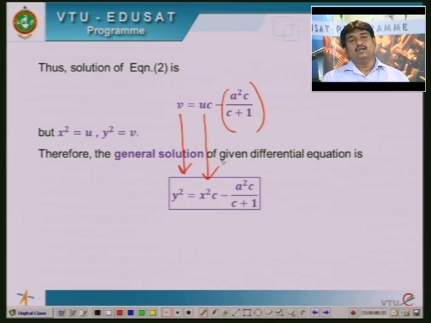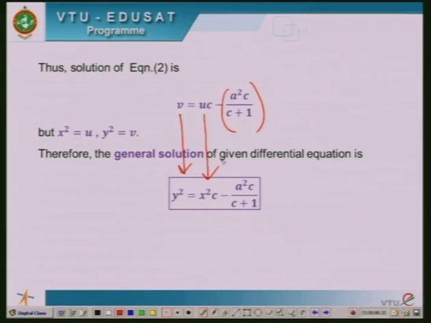So you have seen how a differential equation which is not in Clairaut's form can be converted to Clairaut's form using suitable substitutions. So with this I'll end this session on solution of non-linear differential equations of first order. Thank you.